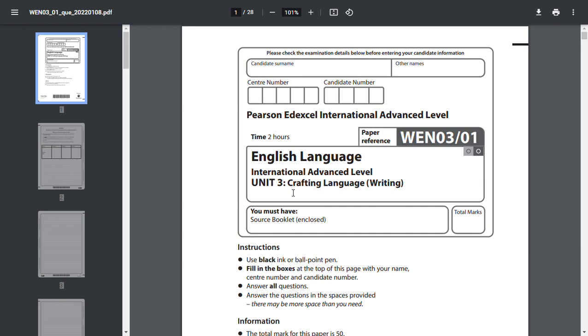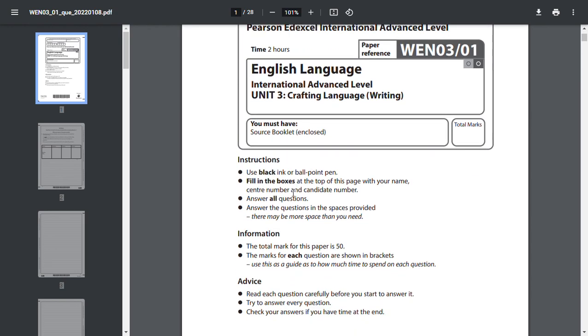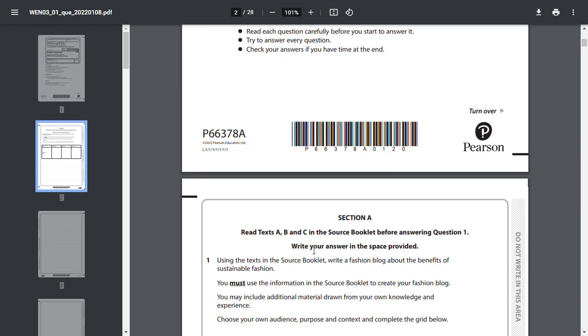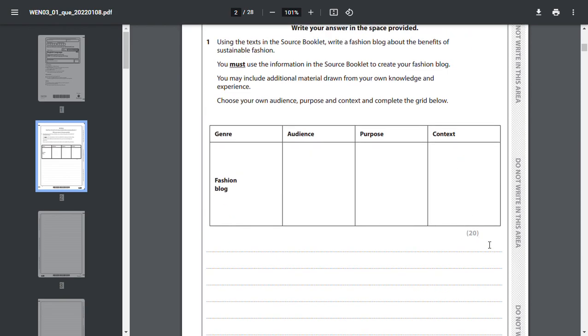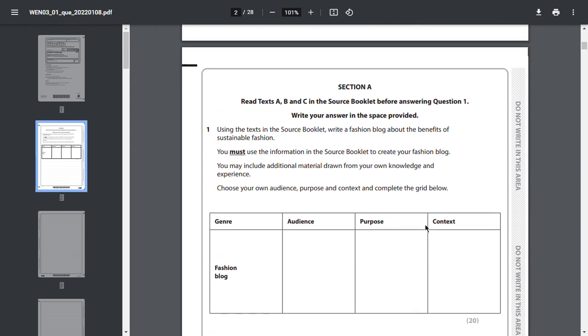So you will be directed to write on a particular genre, and then after you've written, you'll be told to help us evaluate your own language. Tell us why you wrote, how you wrote, and what you wrote. Right? So the total mark for this paper is 50, and the weight of the paper, as you can see, that is Section A, this will give you 20 marks, and then the 30 marks you will get in your evaluation and analysis of what you've written.